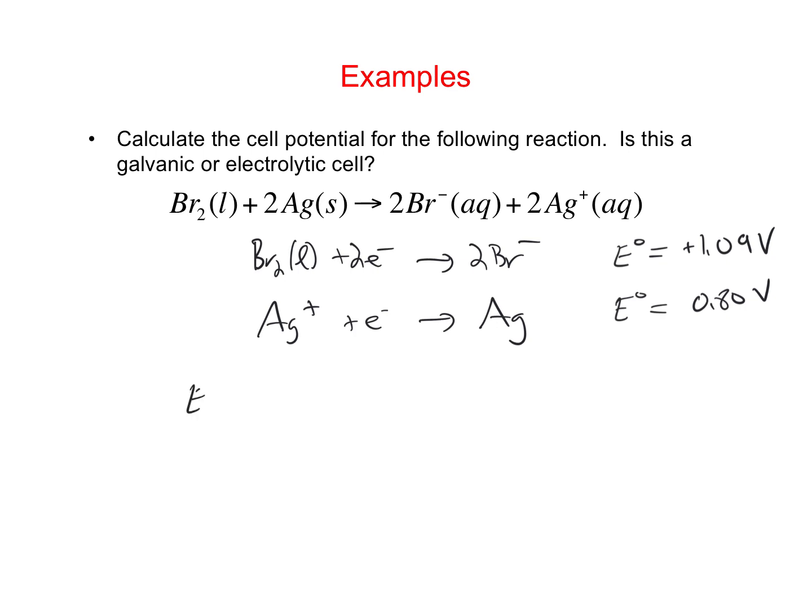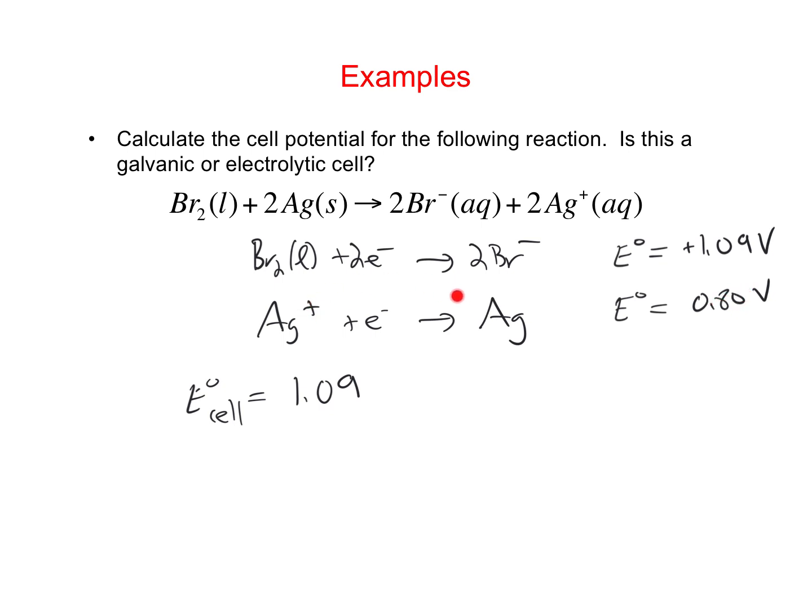And so now for the E0 cell, I need to add these together, but I'm going to have to flip one. And so the Br2 going to 2Br minus, that's the one going in the correct direction. So I'll leave that sign alone. So I have positive 1.09. But then this one is going in the wrong direction. But as I mentioned earlier, the stoichiometry doesn't matter. It doesn't matter that the actual reaction is 2 silvers going to 2 silver plus. Since the cell potentials are intensive properties, the stoichiometry doesn't matter. And so whether there's 1 silver or 2 silvers, the cell potential is the same.